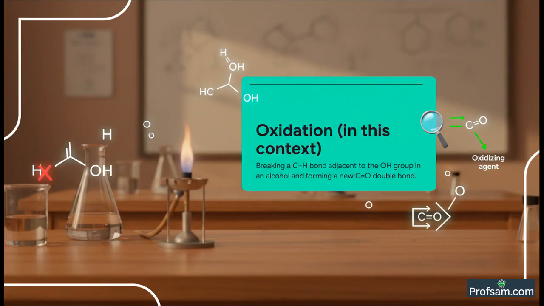But for your exams, you will need the proper definition, so listen carefully. In this context, what is oxidation? It is a process where we break a CH bond, specifically the one that is adjacent to the OH group, and at the same time, we form a new CO double bond. And that chemical we add, the oxidizing agent, its job is to accept those electrons that the alcohol is giving up.